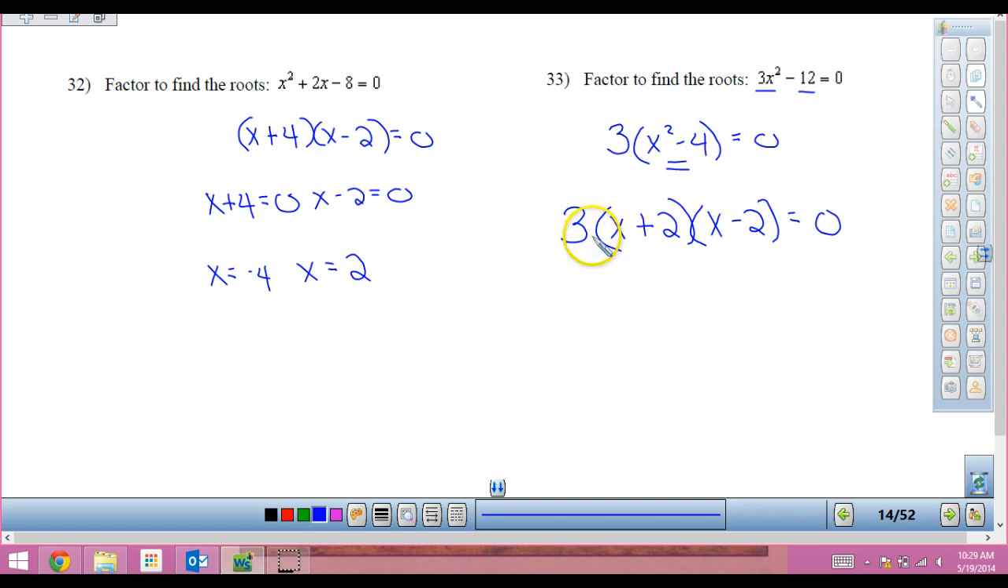So now 3 equals 0 is nothing, so we don't worry about that. But we've got to go x plus 2 equals 0, and x minus 2 equals 0, so x equals negative 2, and x equals positive 2. Okay.